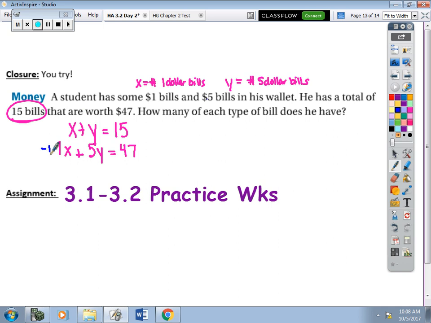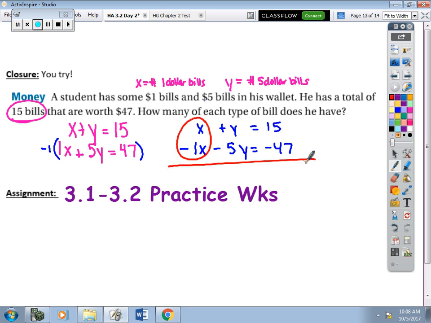I'm going to go ahead and multiply this by a -1. And I'm going to leave the other one exactly as it is. That way I have different signs. When we have different signs, that means we can add them. So we have 1 minus 5 is -4. 15 minus 47 gets me a -32. And then whenever I divide those, I will get that Y equals 8.